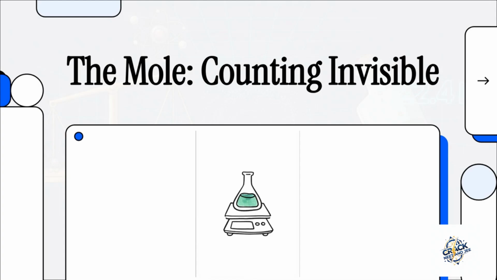Have you ever stopped to think about how scientists actually work with stuff that's way too small to see, let alone count? I mean, atoms, molecules, they're invisible. Well, today we're pulling back the curtain on one of the most clever tricks in all of chemistry. It's a concept that lets us count particles by the trillions, just by weighing them. Welcome to our explainer on the mole.